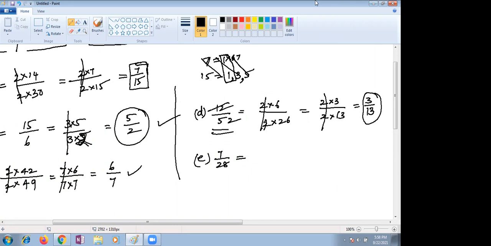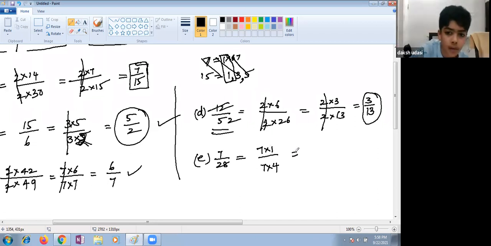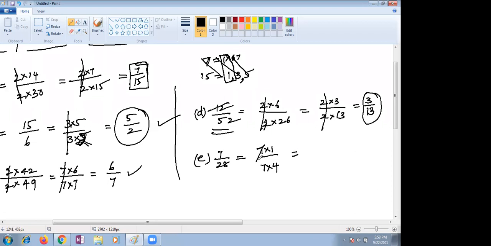Next of all, Daksh, are you there in the room? Yes, ma'am. Daksh, which table can we cancel with the 7 table? Yes or no, Daksh? Can I write it as 7 ones or 7 fours? Daksh? You're on mute, Daksh. Can we write it as 7 ones or 7 eights or 7 fours? Yes, ma'am, we can. So who is cancelled here? Ma'am, 7. What is left over? Ma'am, 1/4.